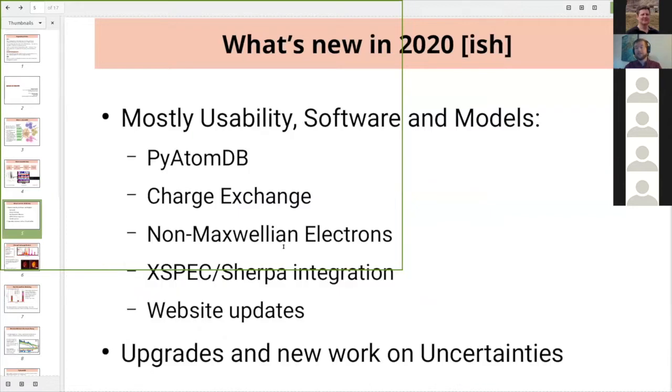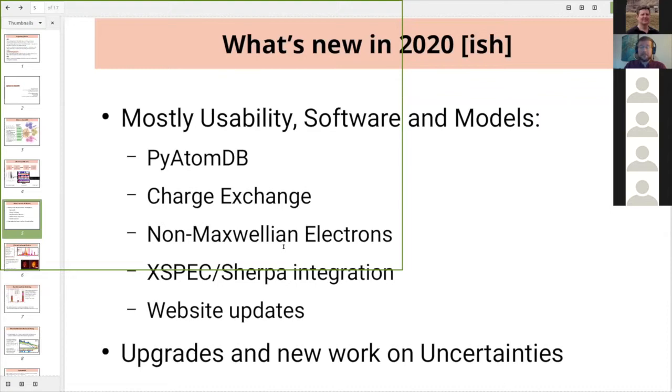Okay, so what's new this year? Mostly this year, we haven't focused too heavily on updates to the atomic data that underlies the database. There's been a lot of expanding the database to include new processes, but the existing data that was there before is still there. So if you're looking for a new collision strength or anything, that hasn't happened this year.